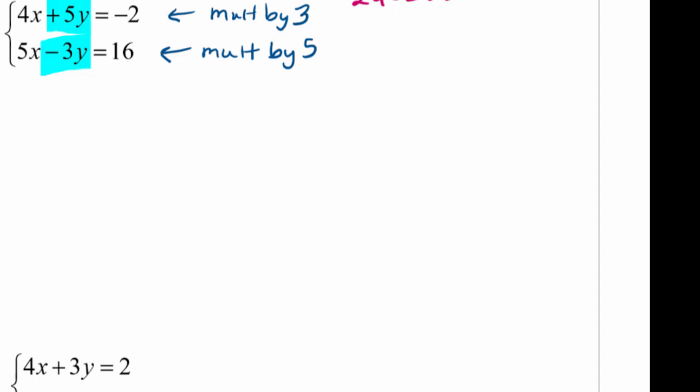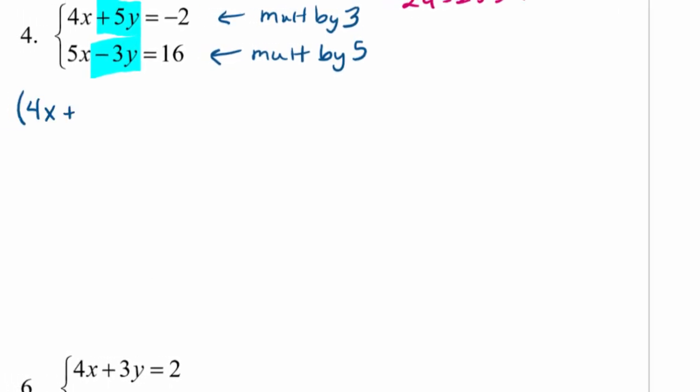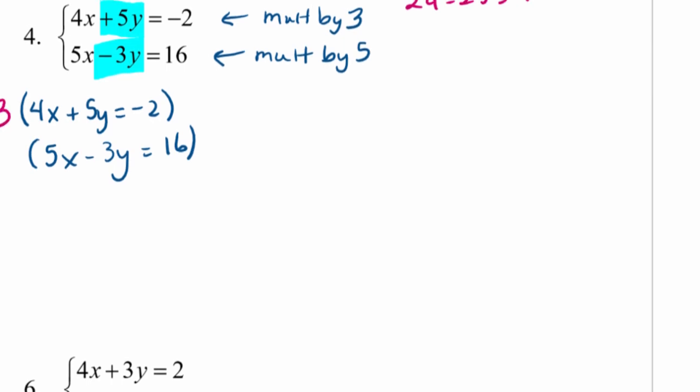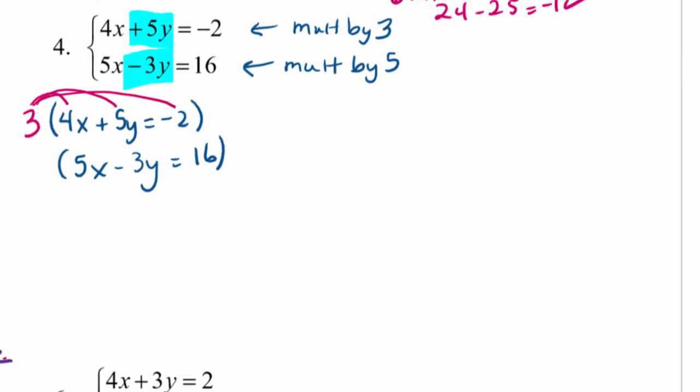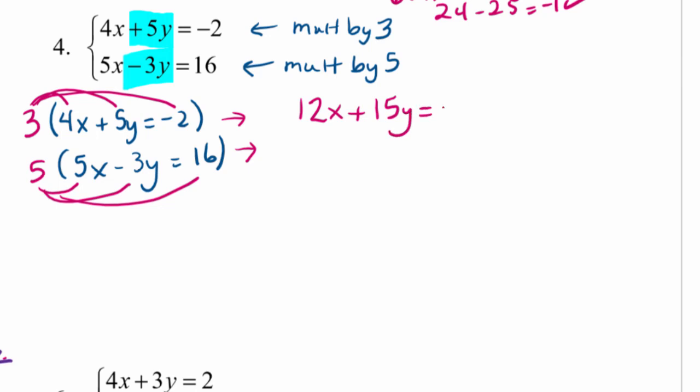So I'm going to write it here. Here's my original equation. There they both are. The top's going to be multiplied by 3, and we're going to distribute. The second equation is going to be multiplied by 5, and we're going to distribute. And I'm going to rewrite them here on the side. So I get 12x plus 15y equals -6. And here I get 25x minus 15y equals 80. And so this was the whole purpose, that these two be exact opposites, which they are.